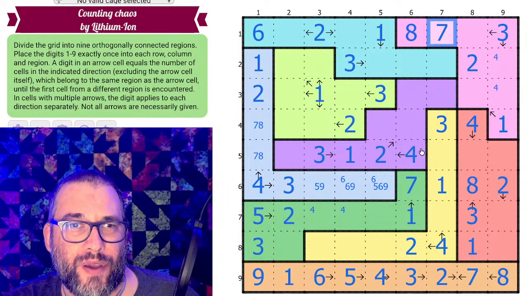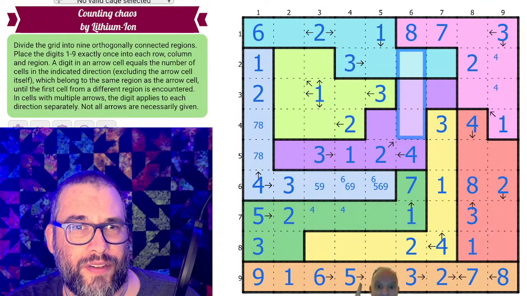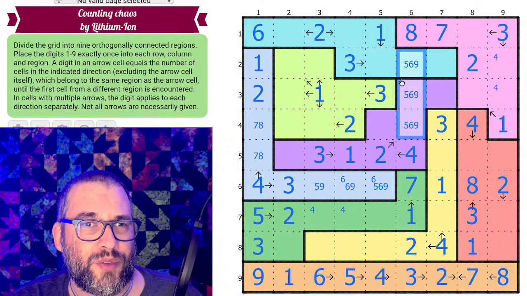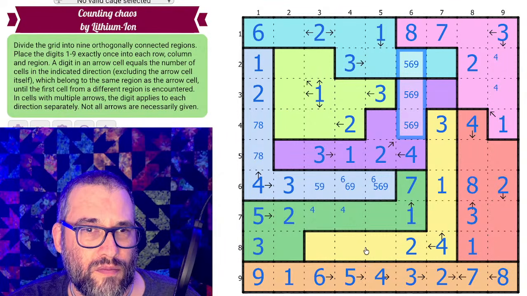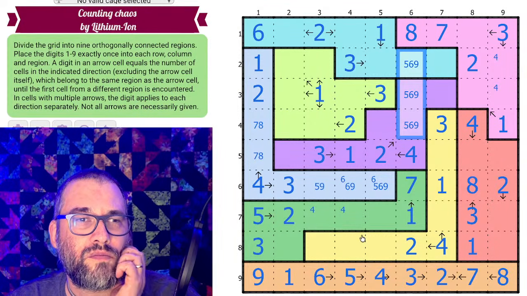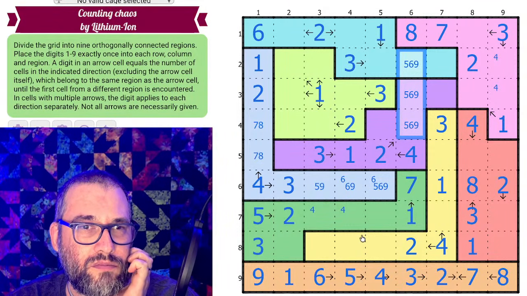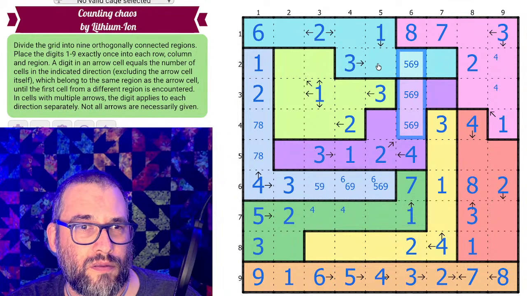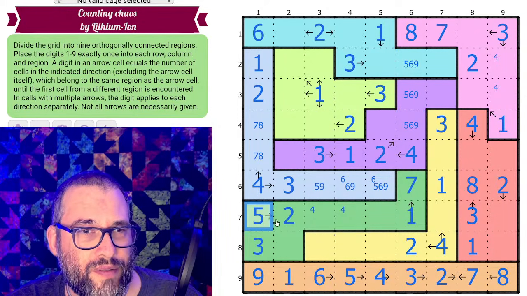Also 8 and 7 going up here. What's left in this column? 5, 6, and 9. None of which seems to be resolved by anything. The 7 in row 7.